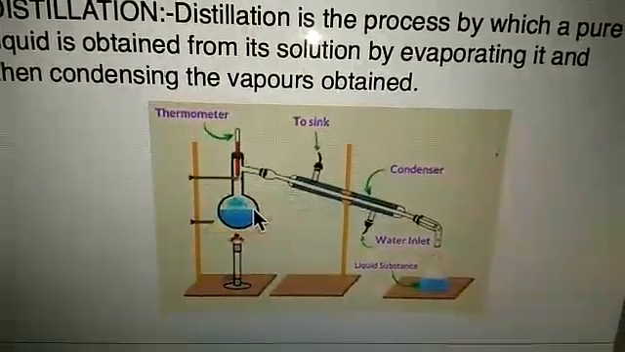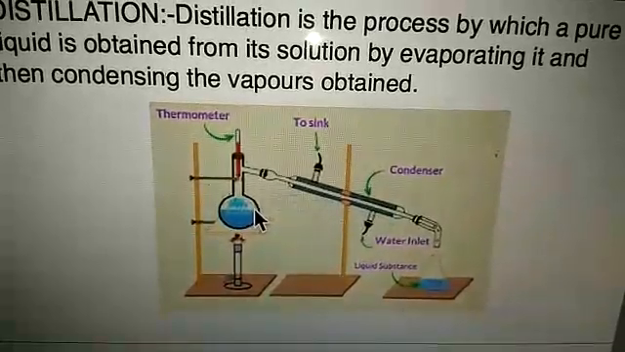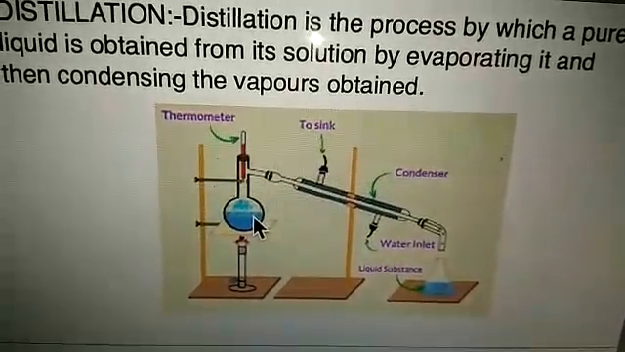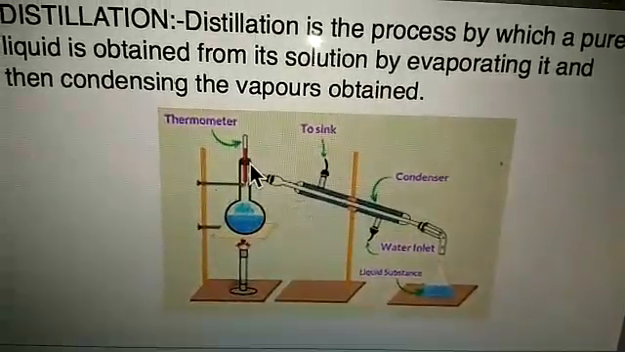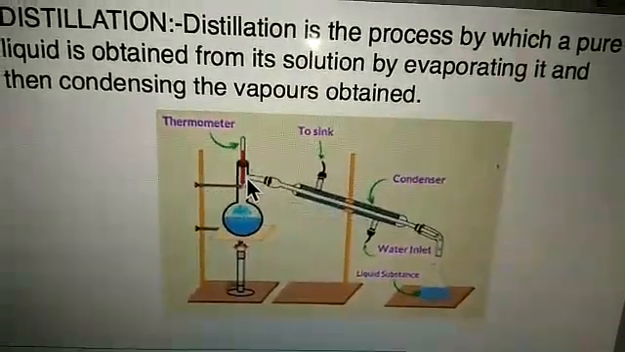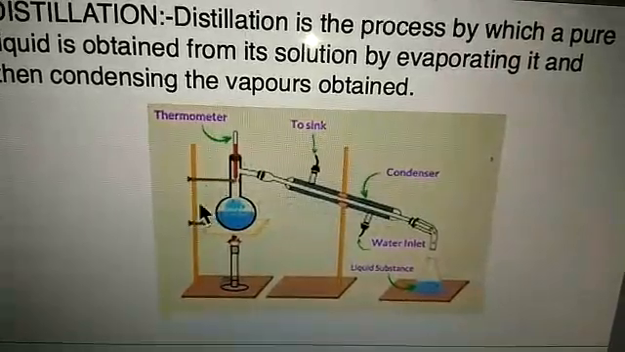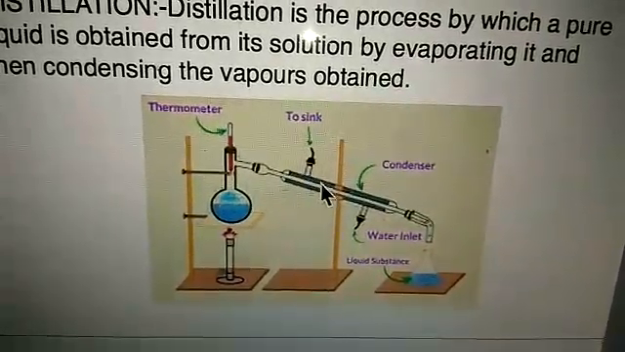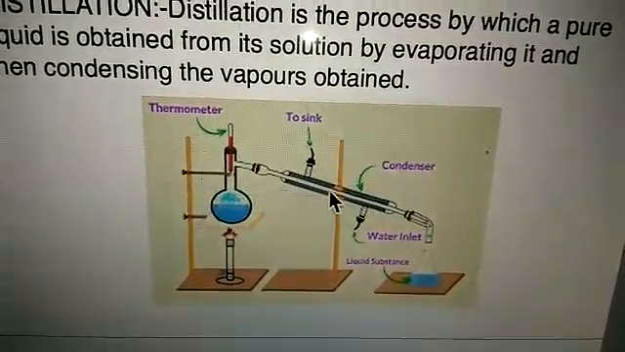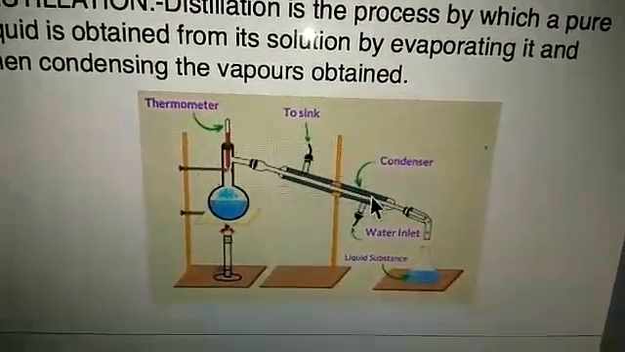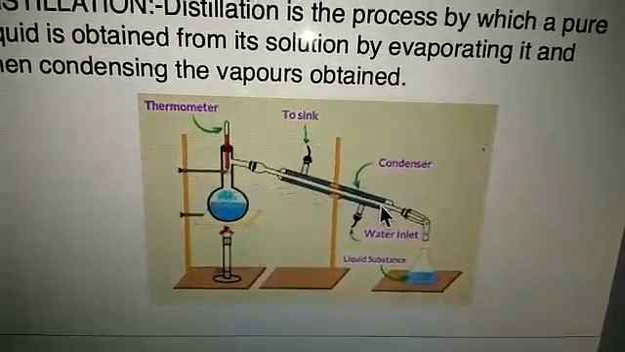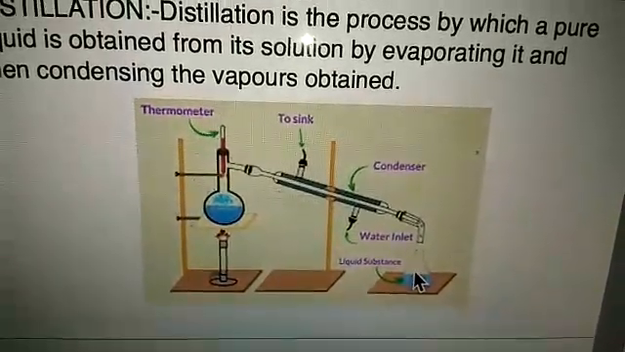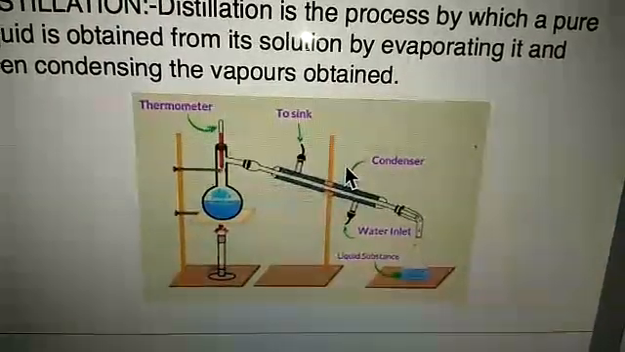Now inside this distillation flask we have taken a solution. Here we can also take salt and water as a solution. Here at the top is the thermometer. This stand is holding this whole distillation flask. Here this is a condenser. Inside this condenser a very thin tube is going, and this tube has its outlet here into this conical flask.